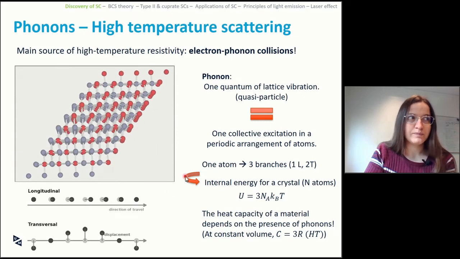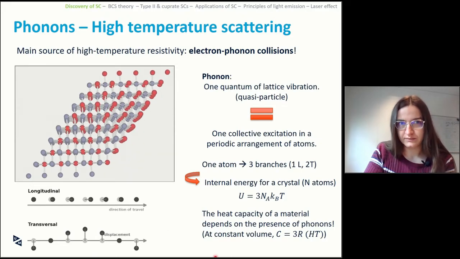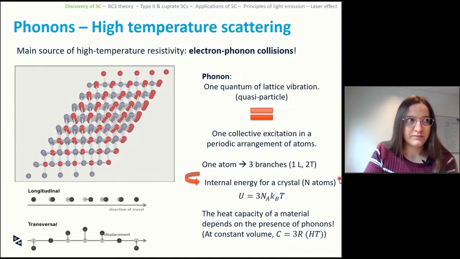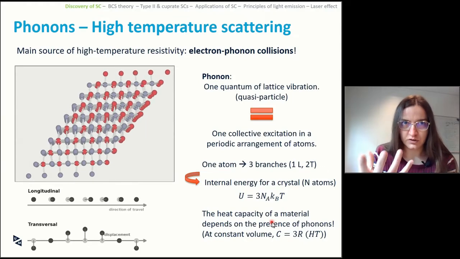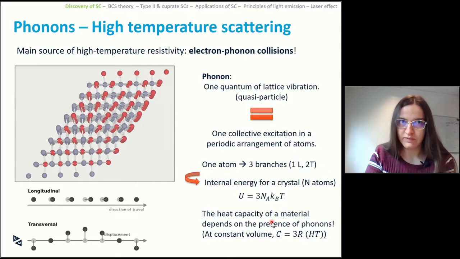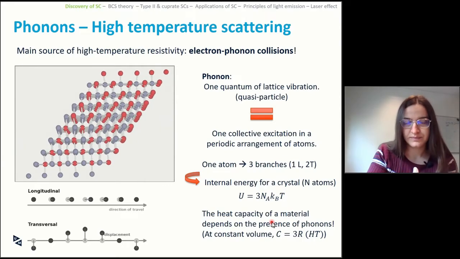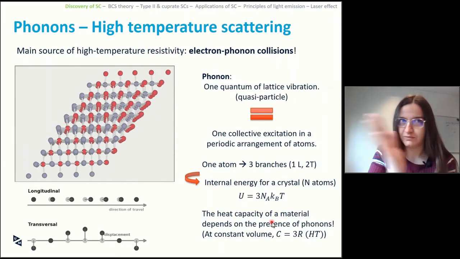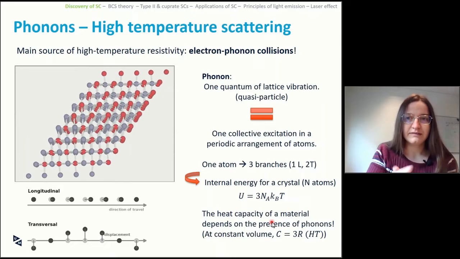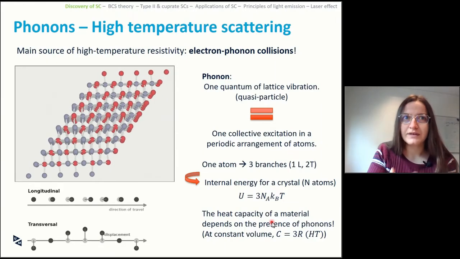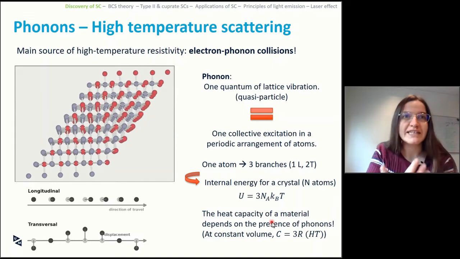Now the issue is that this thing is the reason why your material has a heat capacity, and it comes with the internal energy of your lattice, so very nice and smooth. But since these are particles or quasi-particles, or even if you imagine just the waves, these things are prominent at high temperature, and they become something that your electron can actually hit.